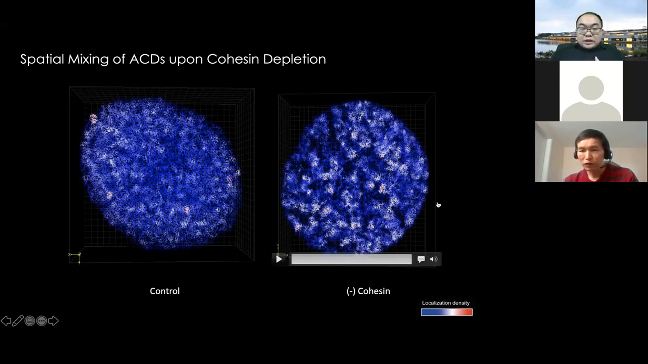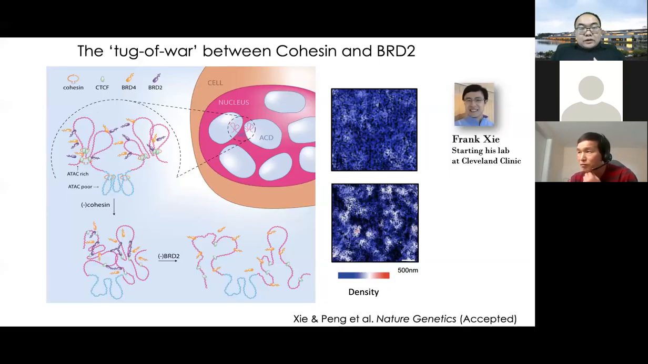Here I just want to keep a really long story short. Currently we identified a tug-of-war relationship between cohesin and a BET scaffold protein called BRD2. What happens here is that when we get rid of the cohesin molecules in the cells, the BRD2-mediated weak interactions will kick in and start to mix this accessible chromatin. So when we get rid of BRD2, we can actually reverse this effect.